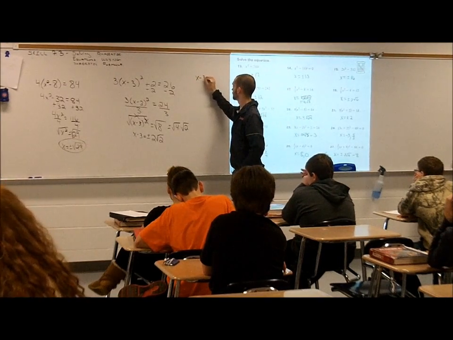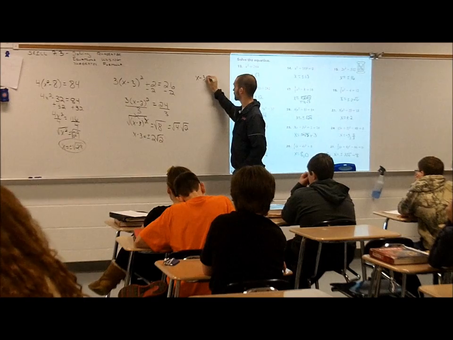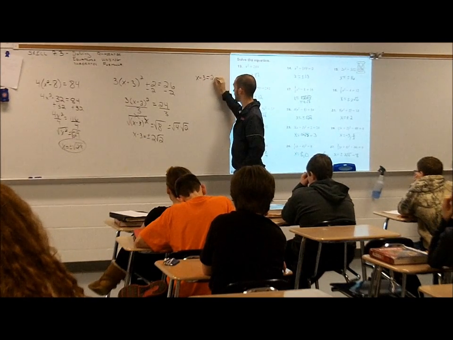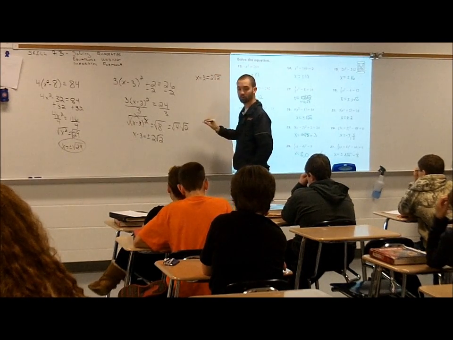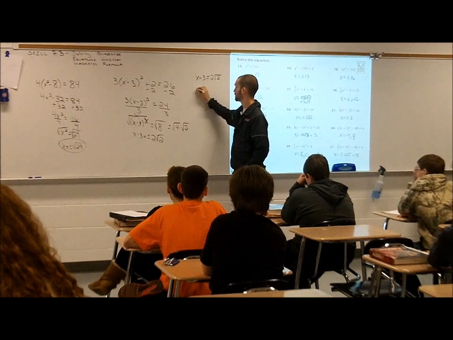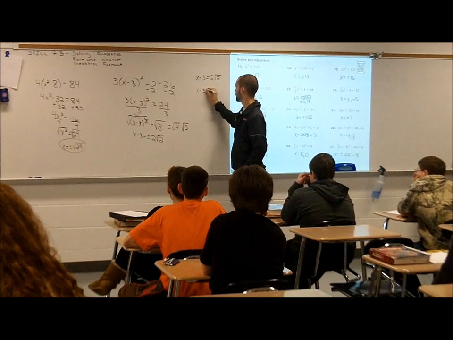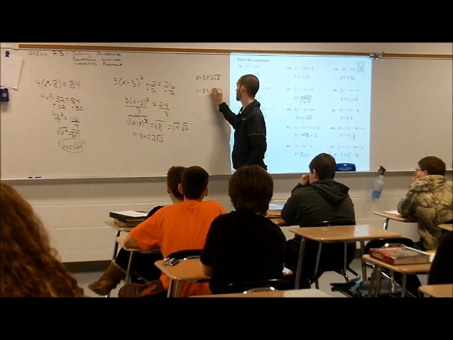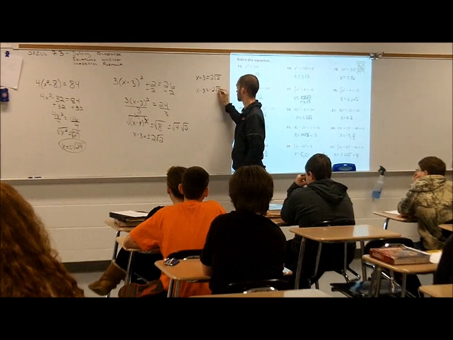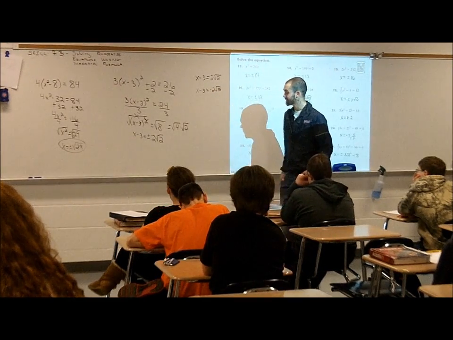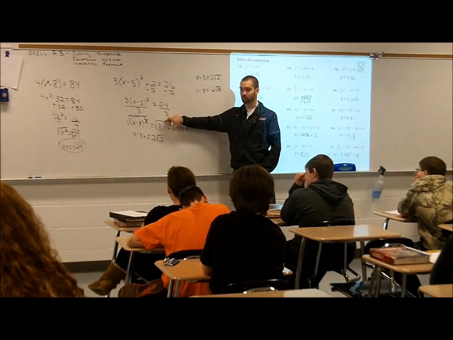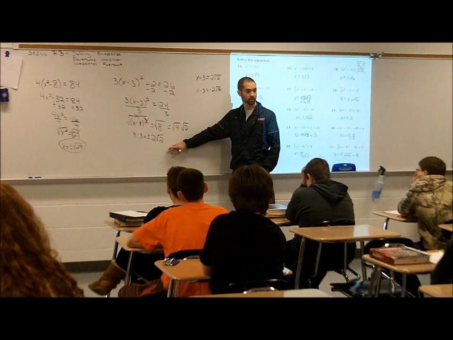x minus 3 equals a positive 2 times the square root of 2. And then what's our other equation? We got x minus 3 equals negative 2 square root of 2. Okay? Because as soon as we take the square root, we have two solutions.